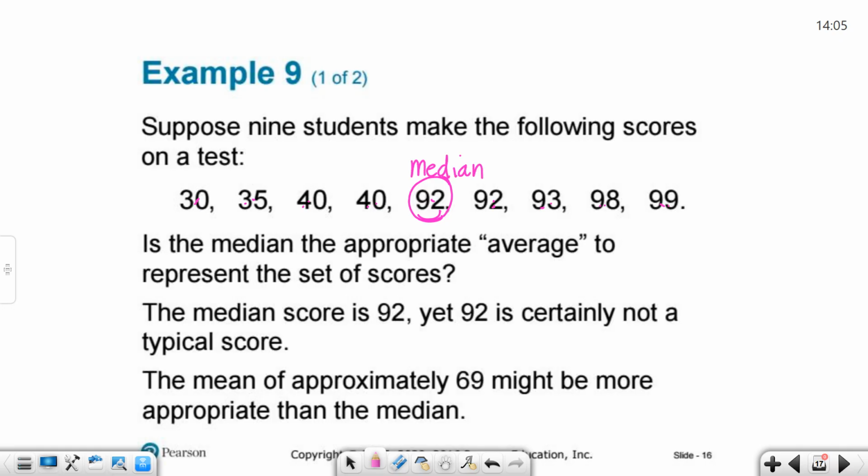But does 92 represent this set very well as an average? Not really, because you have some people that made 30 and 35 and 40, and so the median is an A, but those are really low, right? So if you average these together, you would get a value of 69, and that is more representative of this sample.